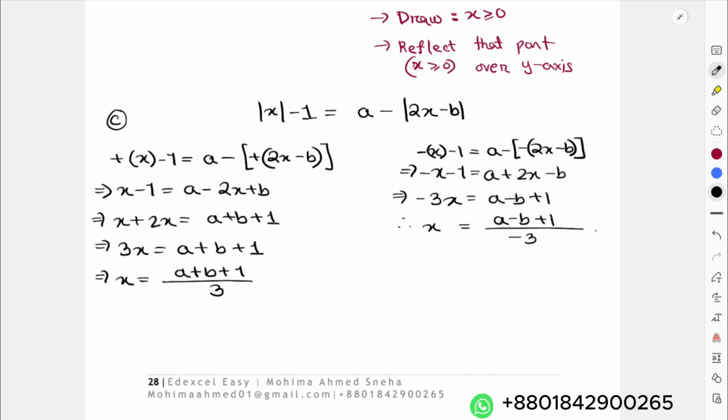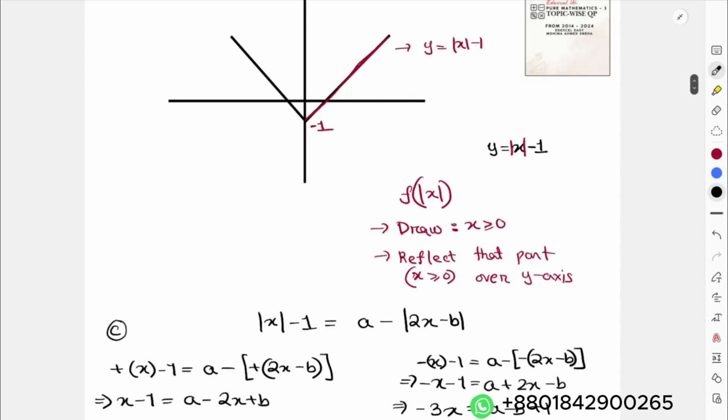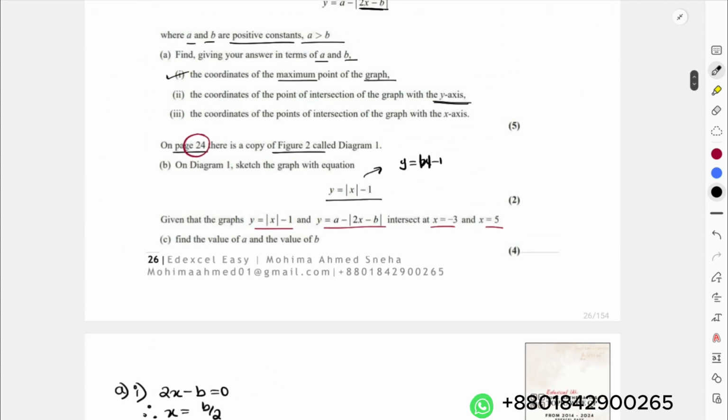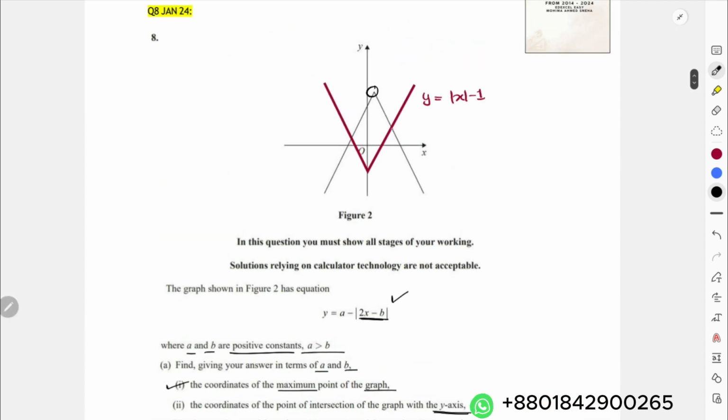But then again, I'm not getting any equation solutions from here, but they did give you the information that they were intersecting and the solutions for x were minus 3 and 5. I can understand that they would get 5 here and minus 3 on this section.